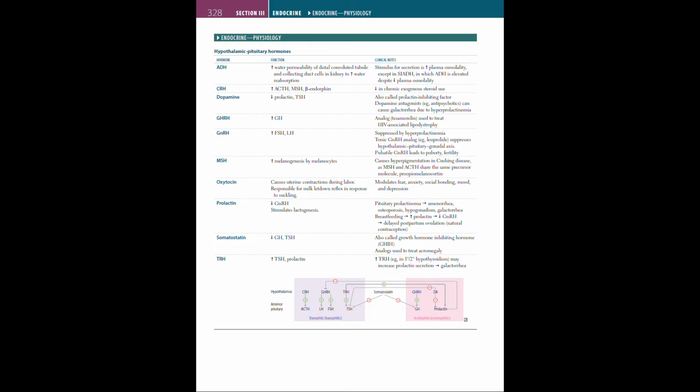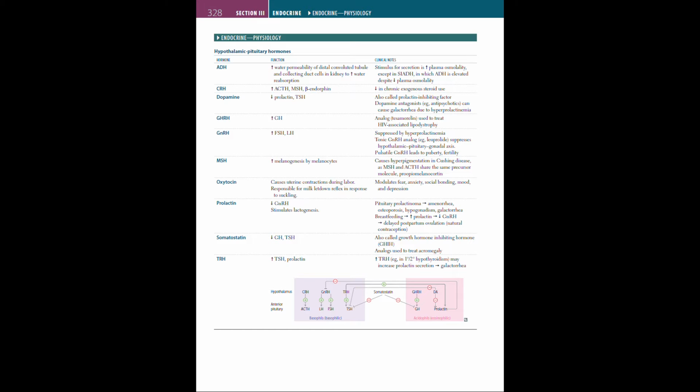except in SIADH, in which ADH is elevated despite decrease in plasma osmolality. CRH causes increase in ACTH, MSH, and beta endorphin, which causes decrease in chronic exogenous steroid use. CRP is decreased in chronic steroid use.